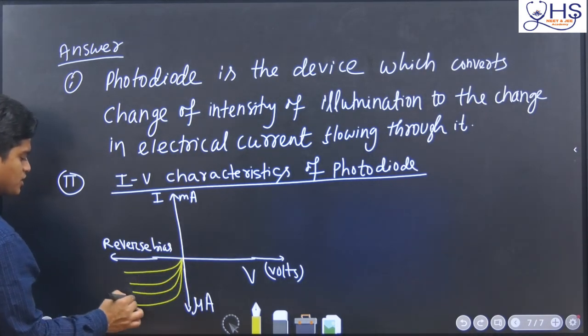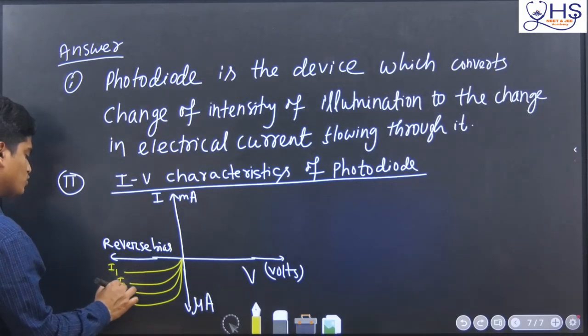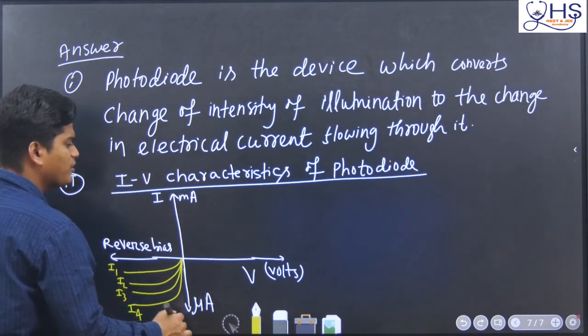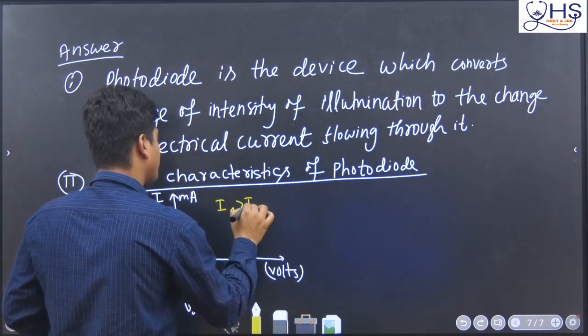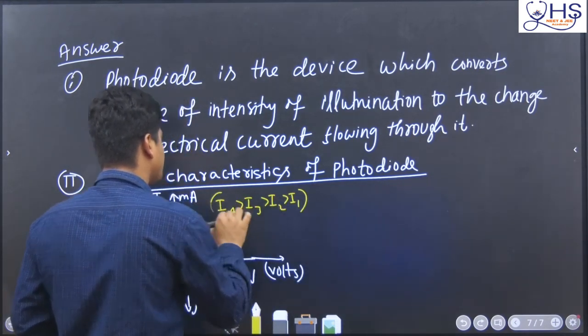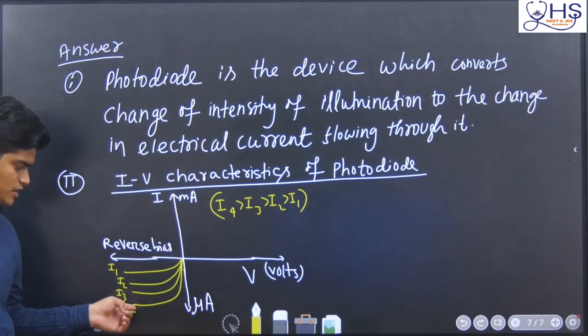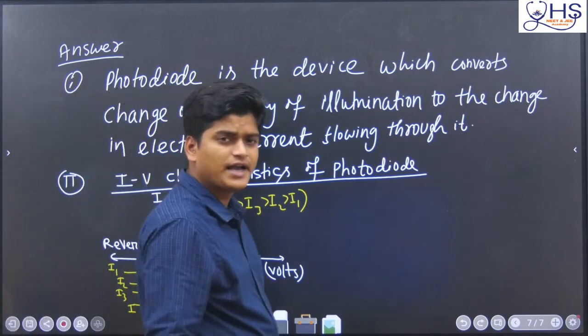I can write intensities I1, I2, I3, I4, and remember in this case I4 is greater than I3, greater than I2, greater than I1. So the intensity is larger for this one, and for this one your reverse current is coming with more value. So this is the idea you can understand.